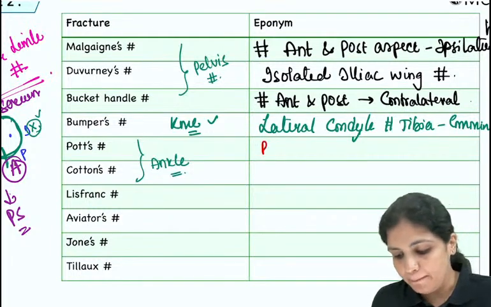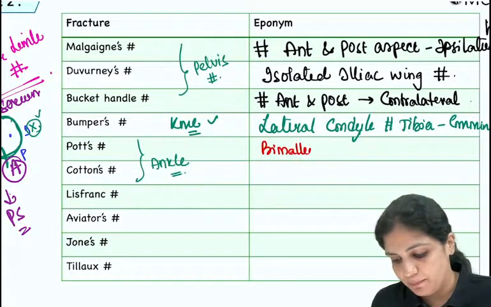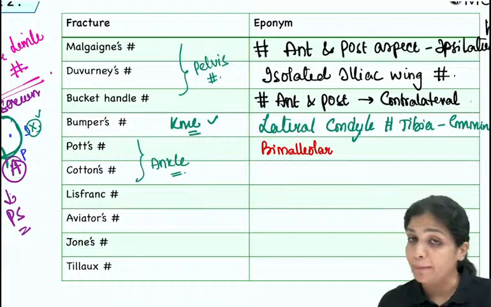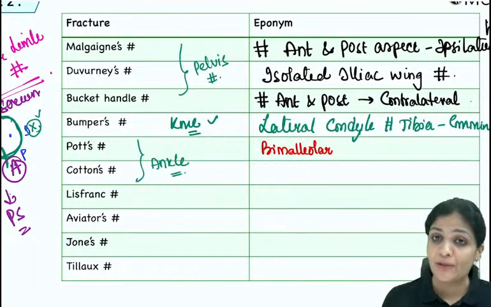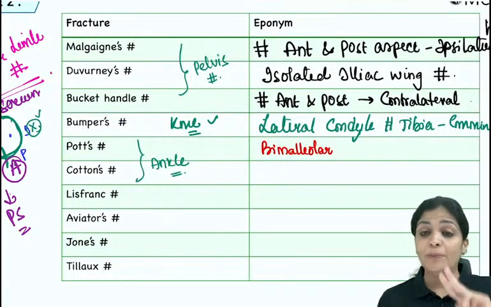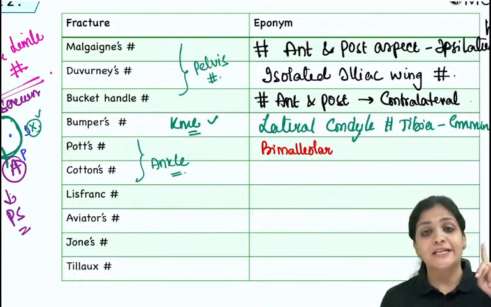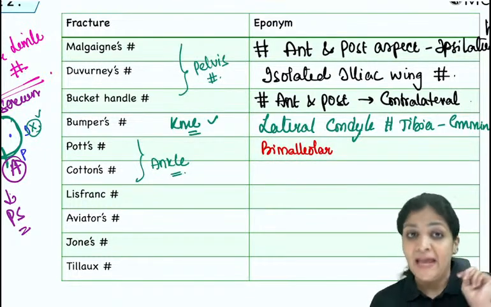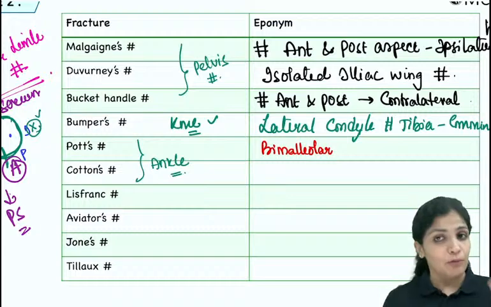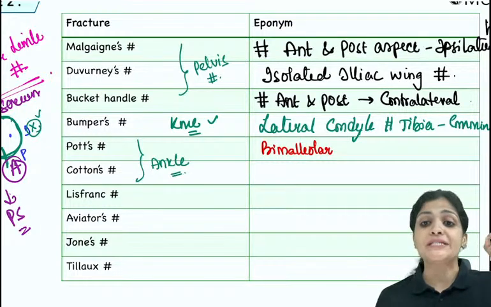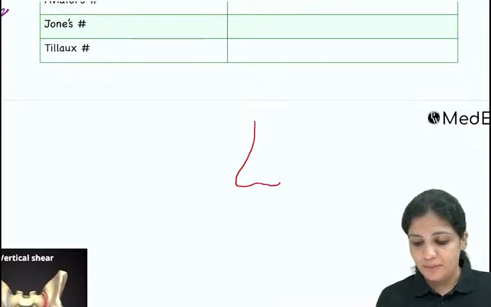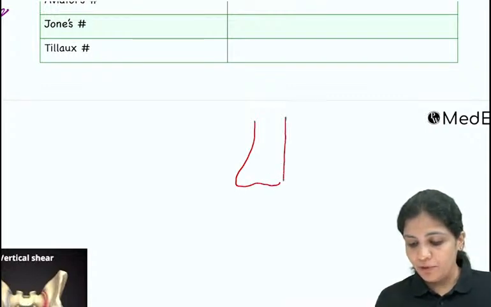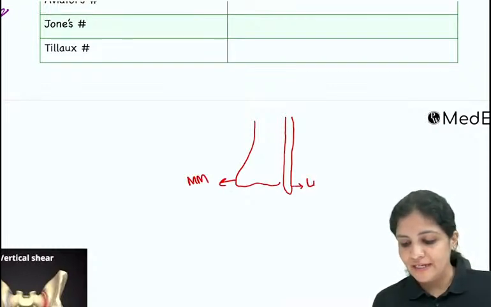So Pott's is a bimalleolar fracture. If you remember, the ankle has two malleoli, the medial malleolus and the lateral malleolus. Right? So whenever there is a fracture of these two malleoli, it is called a bimalleolar fracture. And not to forget, there is one more malleolus which is called the posterior malleolus. The medial malleolus is on the tibia, and for the fibula you have the lateral malleolus.